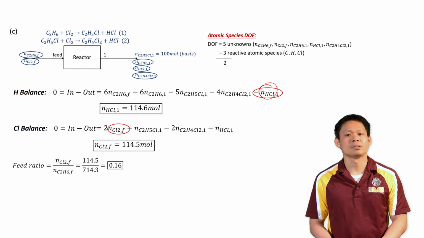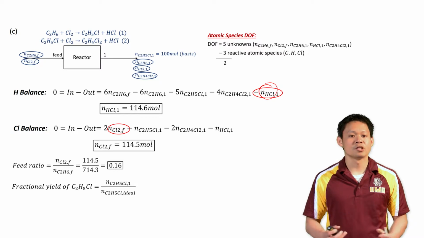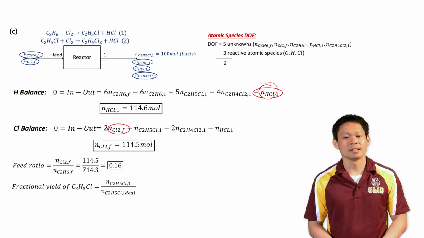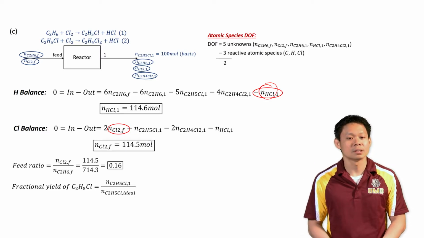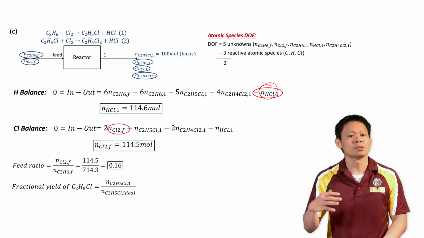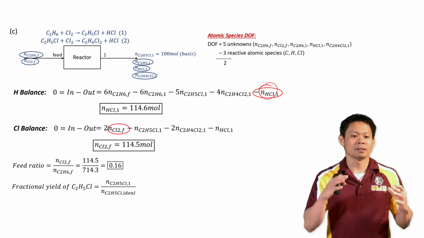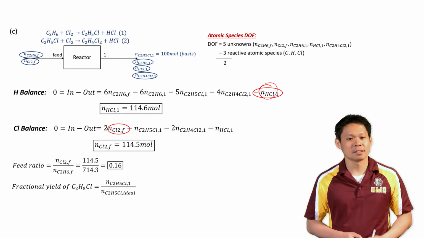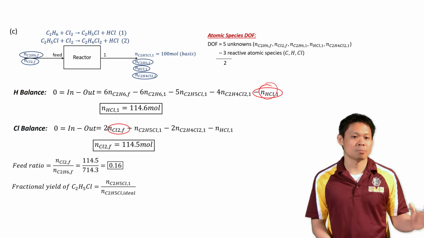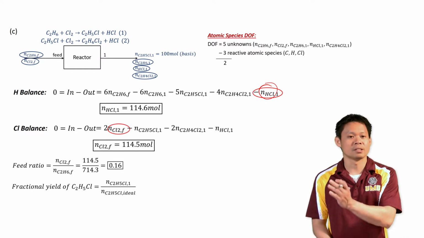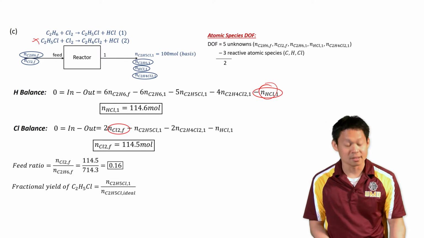The next thing it asks for is the yield of C2H5Cl. The definition of yield of our product is the number of moles that we get out over ideally how many moles we can get out. So we're going to cast our yield in terms of our C2H6. So the ideal number of moles of C2H5Cl is if all the C2H6 we put in is converted to our desired product and we do not have this undesired side reaction.